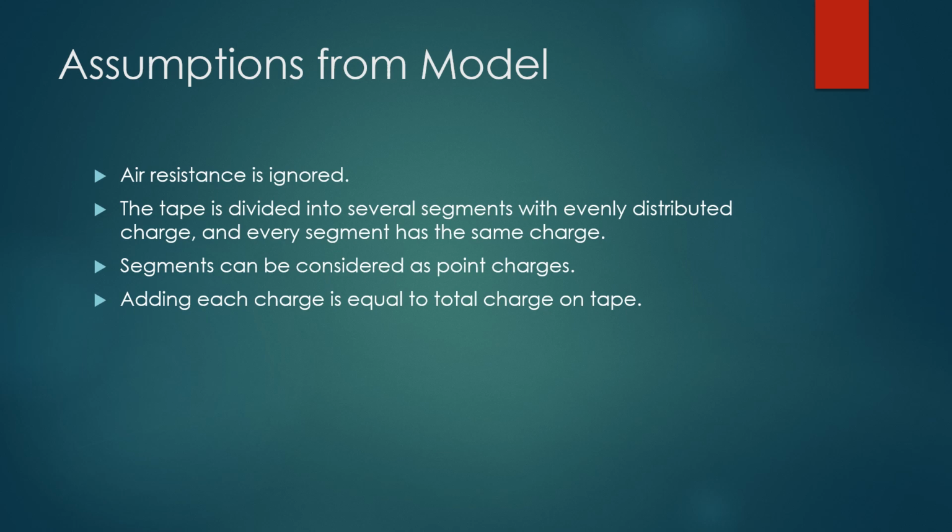When using this model, the assumptions made were as follows. We could ignore air resistance in the model. We can assume that the tape is divided into several segments with evenly distributed charge, and every segment has the same charge. We also assumed that the segments can be considered as point charges. And finally, we assume that adding each charge is equal to the net charge on the tape.